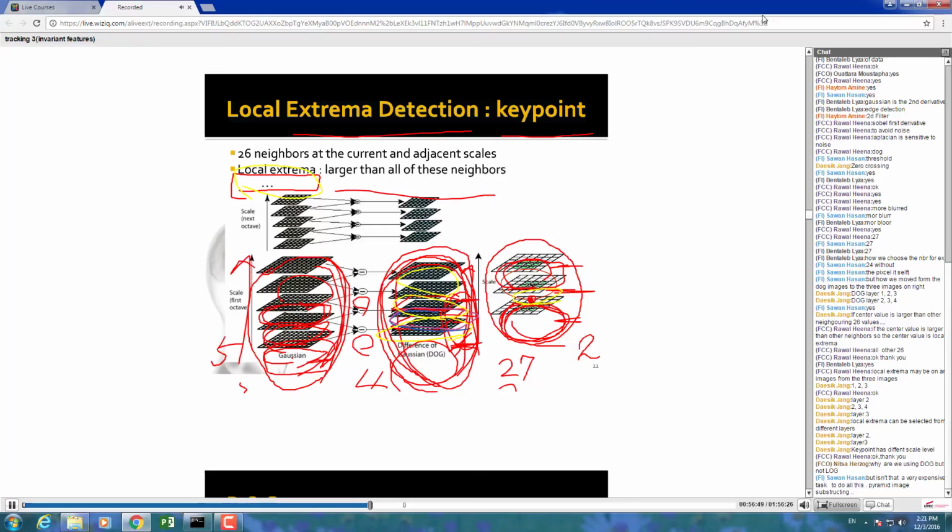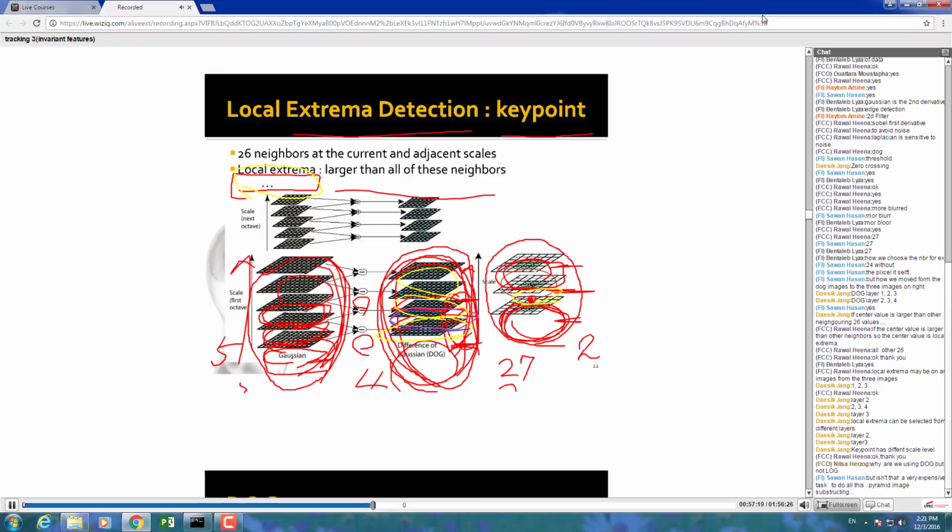Is that clear? Okay, so let me answer your question. Why are we using DOG but not LOG? As we have discussed earlier, for LOG and DOG the result image, the response image, is not exactly the same, but almost the same.